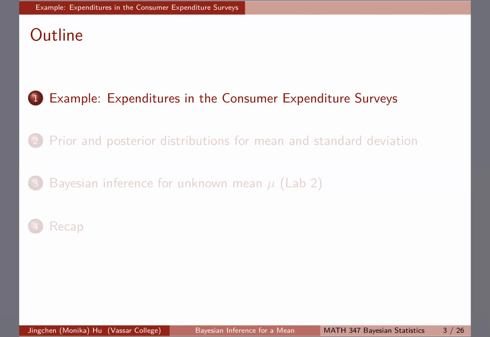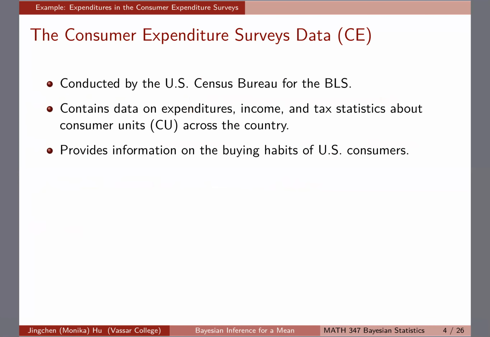For the example, the consumer expenditure survey data, we call it CE for short. It's conducted by the US Census Bureau for the Bureau of Labor Statistics. In particular, it contains data on expenditures, income, tax, and statistics about consumer units. We call them consumer units, but you can think of them as households, people living under the same roof across the country. So overall, it provides information about the purchasing habits of US consumers.